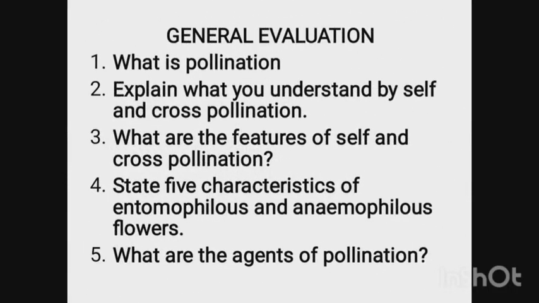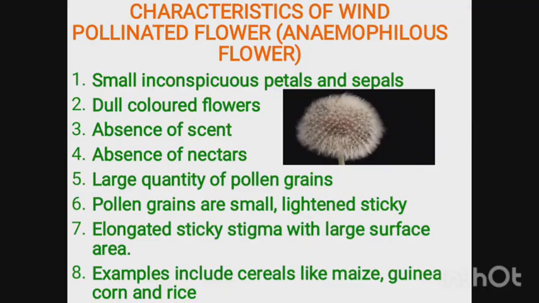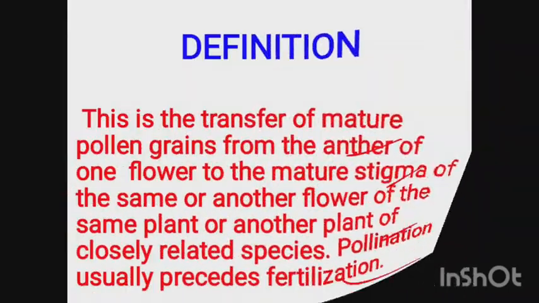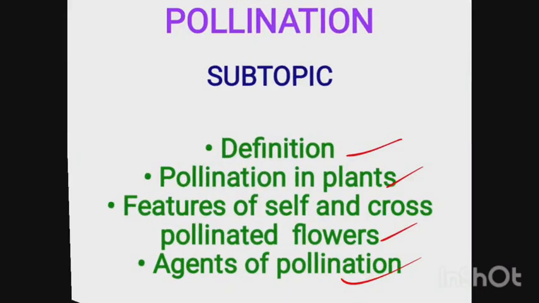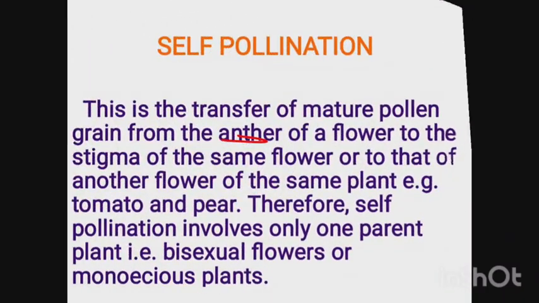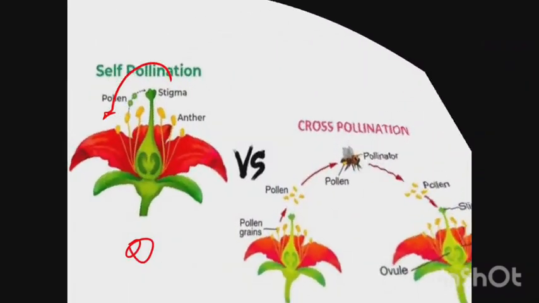All right. So just to make a recap, we talked about pollination. We talked about the definition of pollination. We saw the conditions that are necessary for pollination. We saw that we have two major pollinations, which are the self and cross pollination, and we saw the definition of self pollination, which is the transfer of pollen grain from the anther to the stigma of the same flower or to that of another flower that is closely related, and we saw the advantages and the disadvantages of self-pollinated flowers.